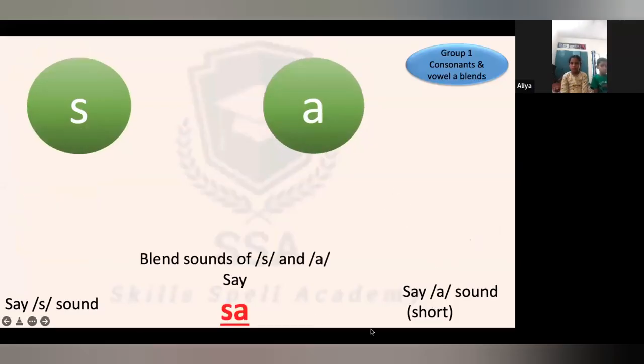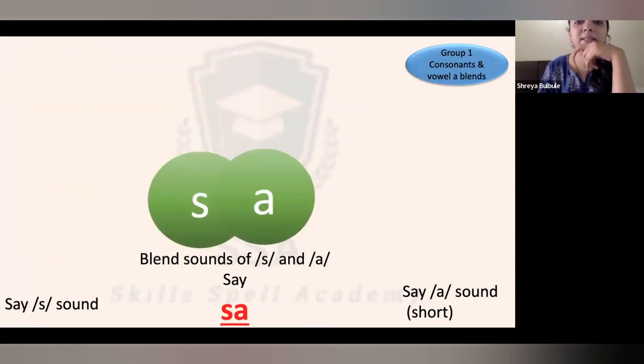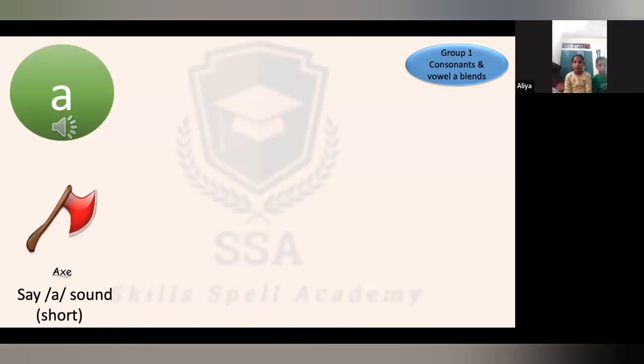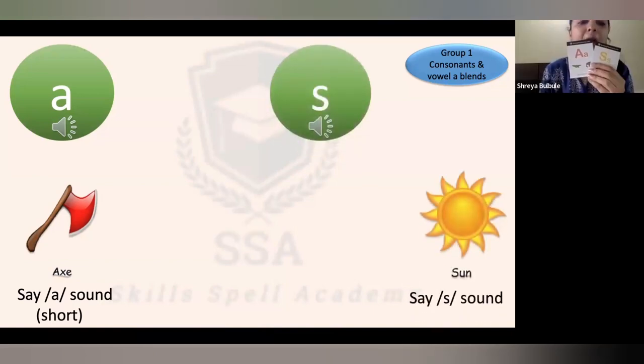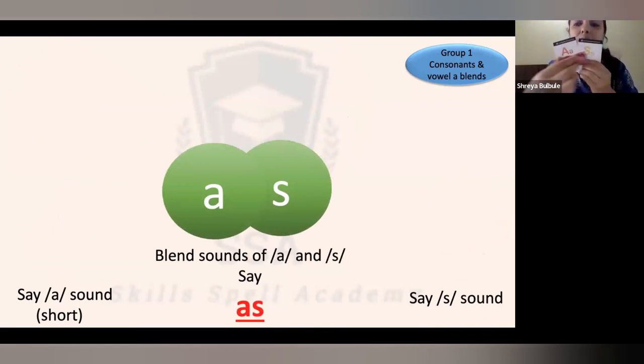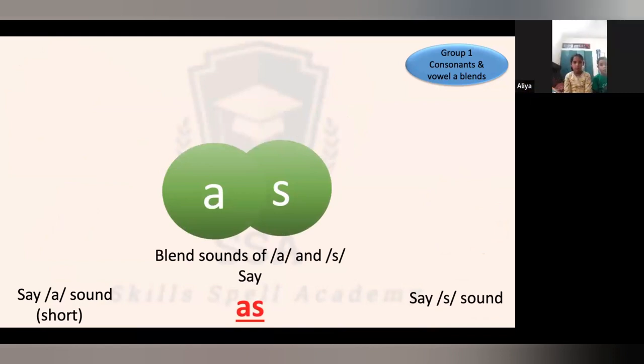Okay, now we'll learn two more letters and then you'll be able to make more words. Keep the flashcards aside. And let's go to the activity of A. So, S and A come together, the sound we get is this. Now, if we do it the other way around, what is the sound of A? A. And the sound of S is? Correct. So, if A for axe and S for sun, if the car goes from A to S, what is the new sound you'll get?